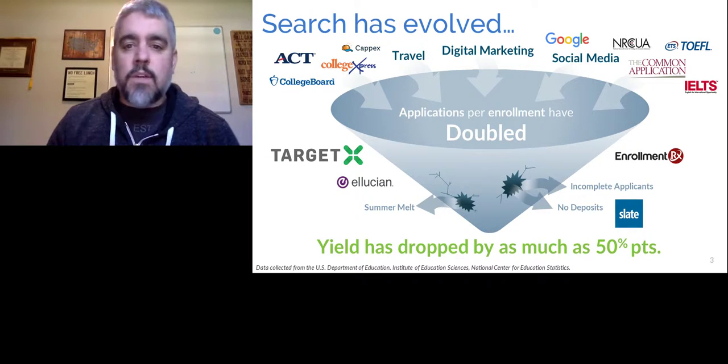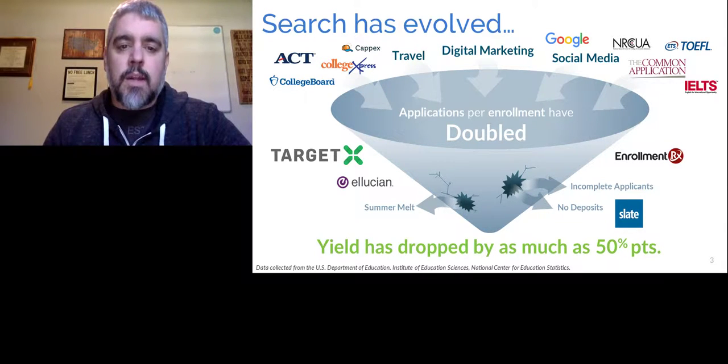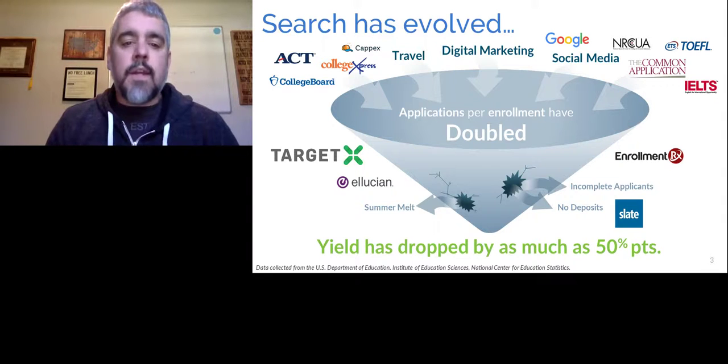So while you can still get your lists from many of the main providers, there's also college search sites. There's also things like digital marketing, social media marketing, Common App, and all of these resources make it a little bit challenging to really keep students fully engaged throughout the process and know that you're covering all your bases.